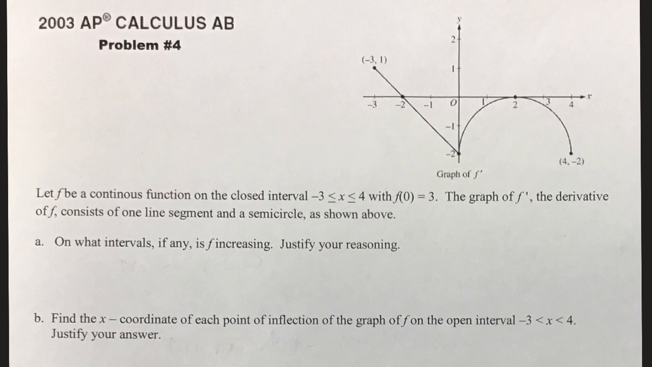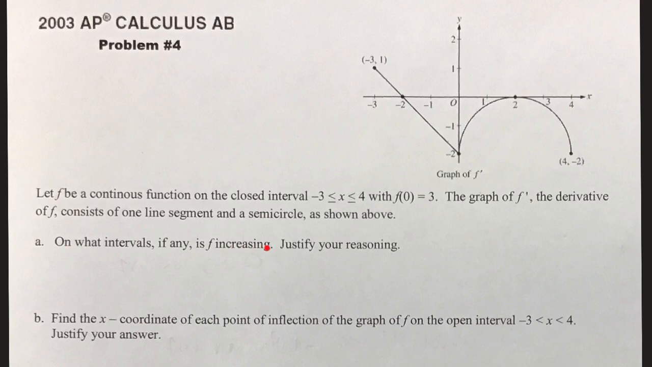So here is this problem from 2003. This was number 4 on the FRQ portion, probably a non-calculator portion, I would think, because you really don't need a calculator for any of this. So we have a continuous function on a closed interval with F of 0 equals 3. These are the graphs of F prime, the derivative, and it is one line segment and a semicircle. So we can assume that this is a nice smooth semicircle. We can calculate its equation if you want to, but it's probably not necessary.